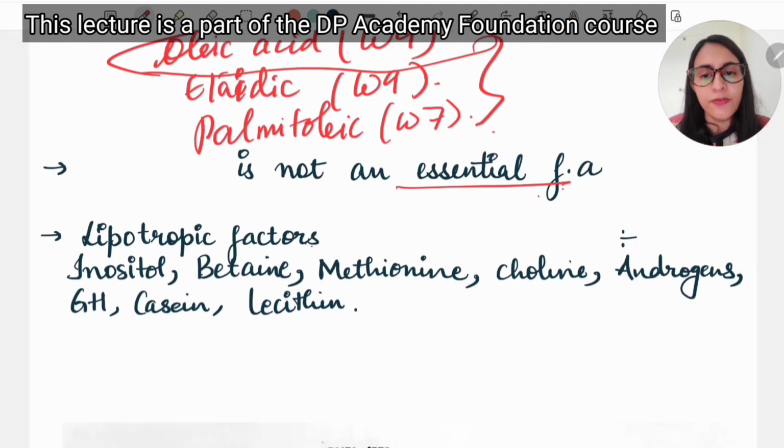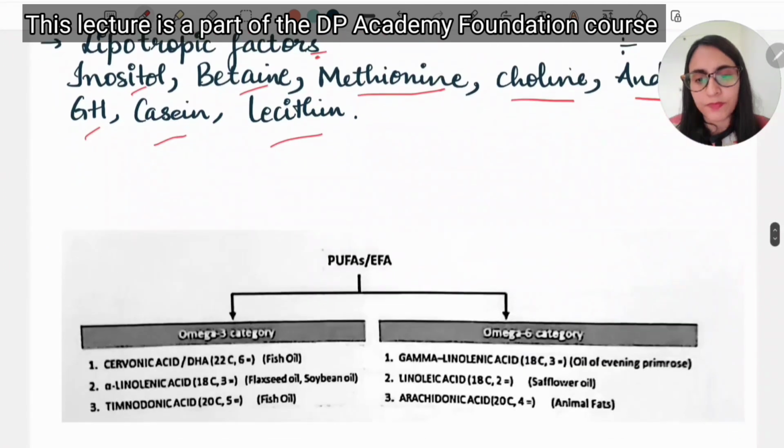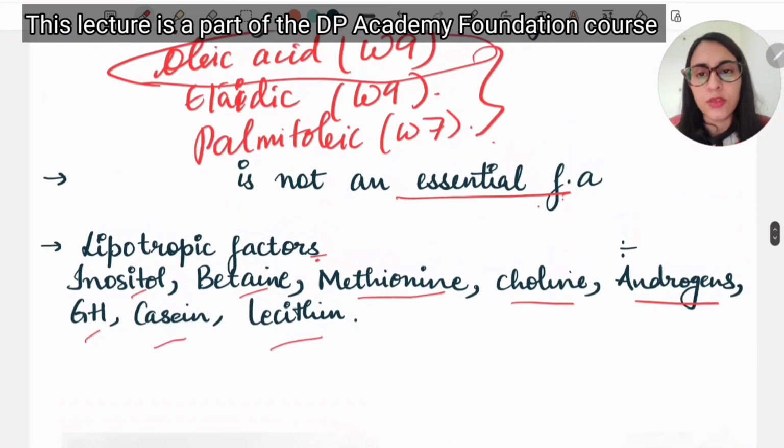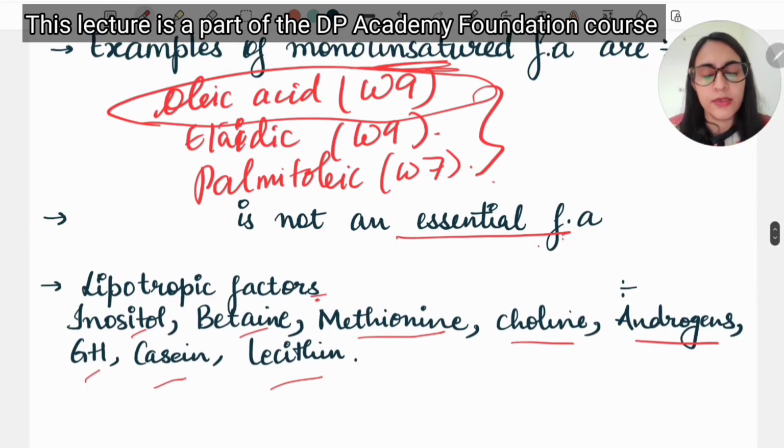Lipotropic factors, they prevent fatty liver. They are inositol, betaine, methionine, choline, androgens, growth hormone, casein, and lecithin. This was the monounsaturated fatty acid.